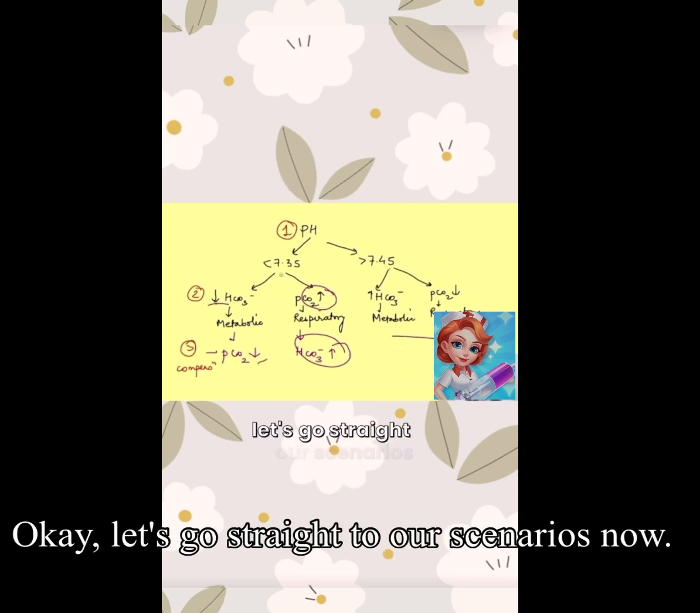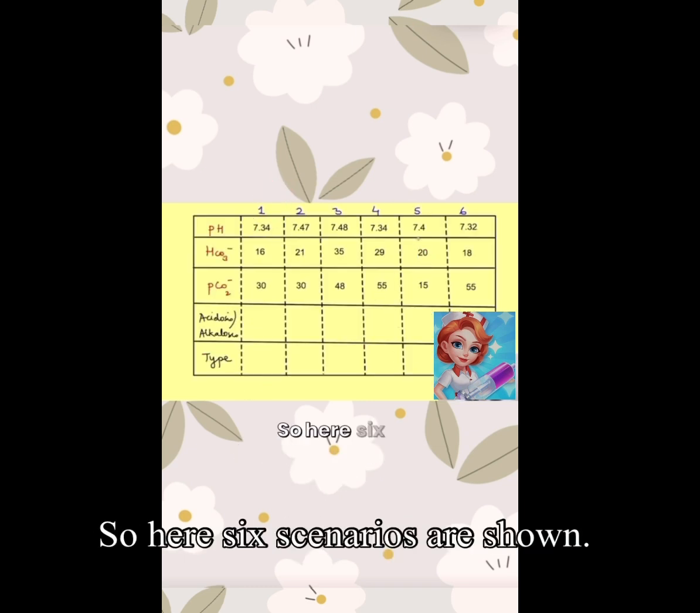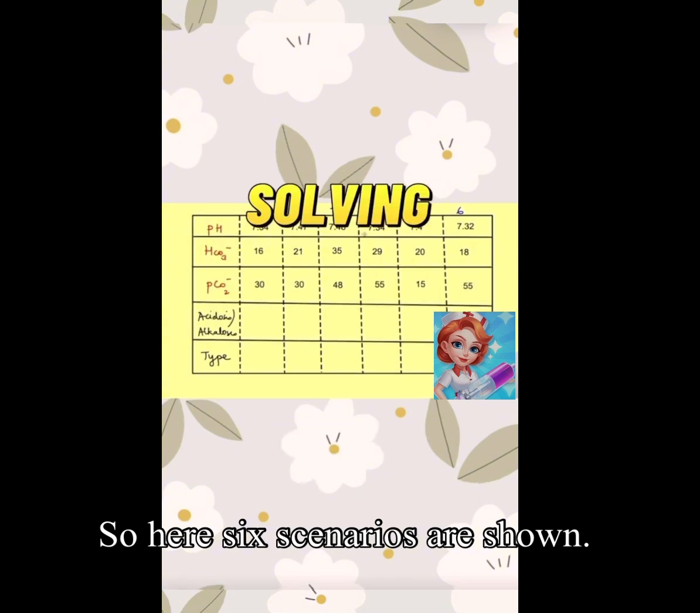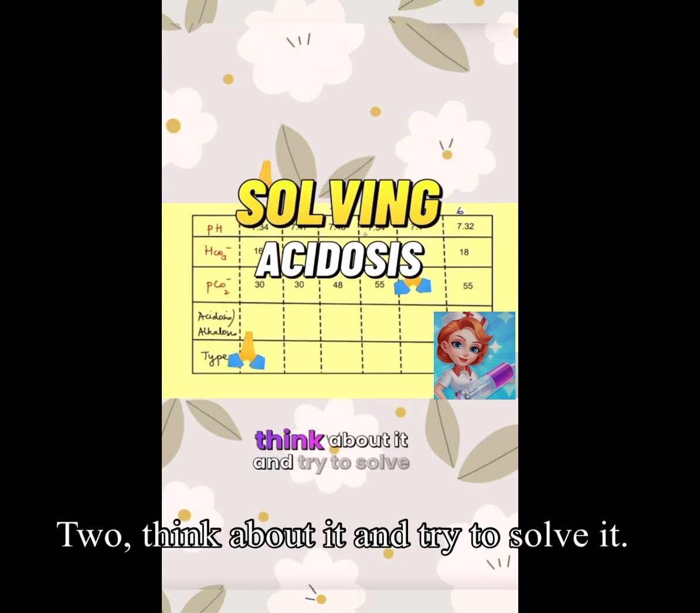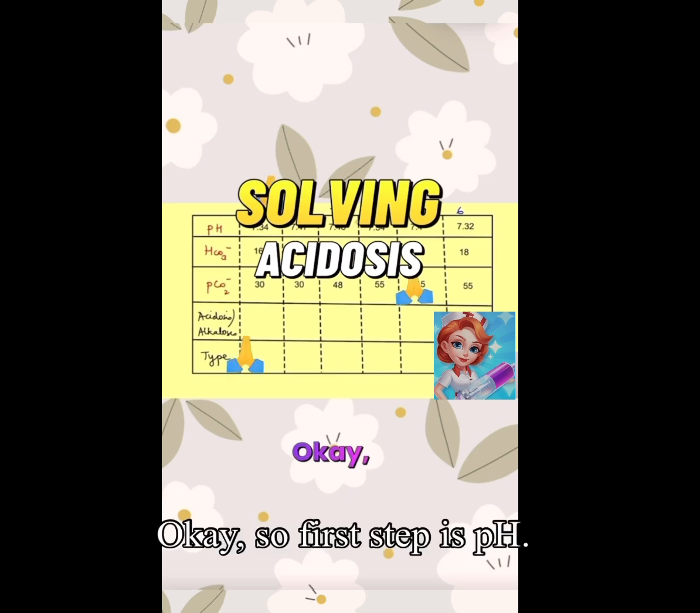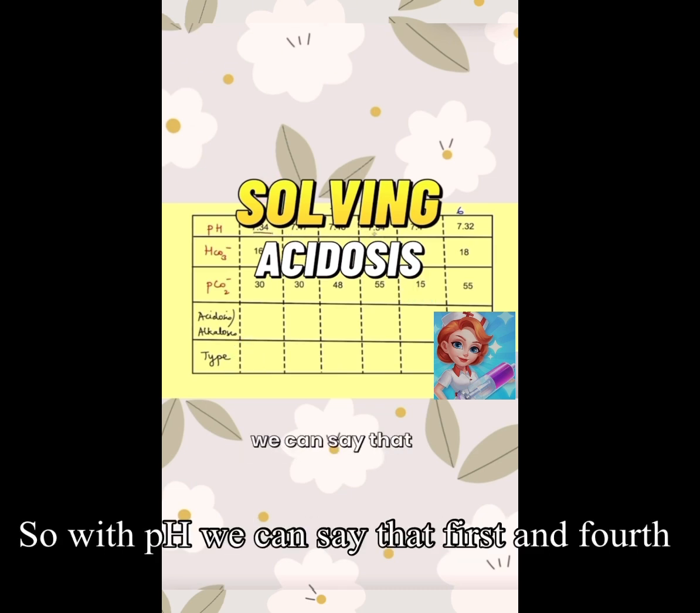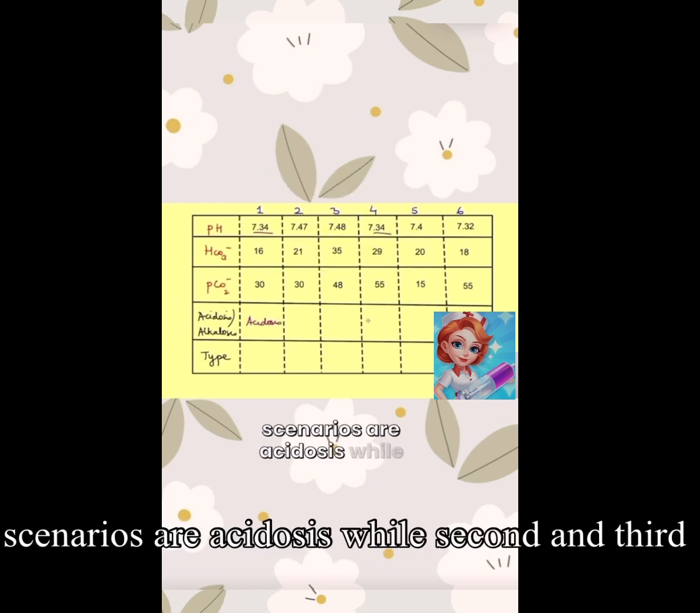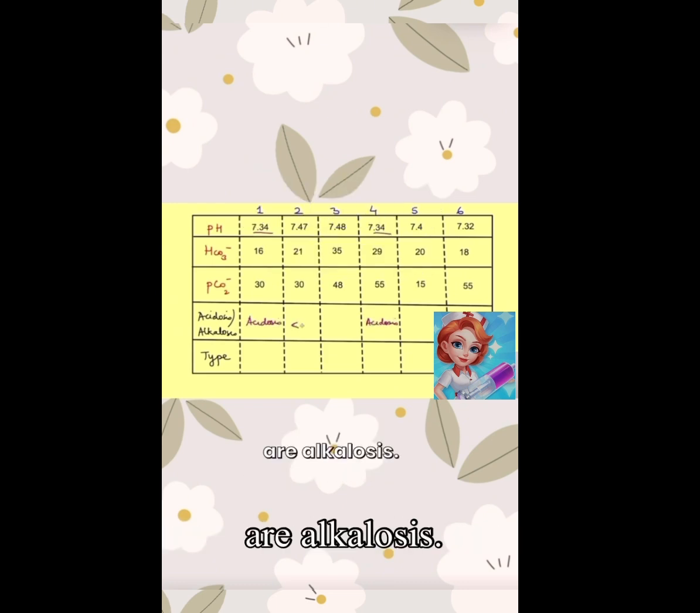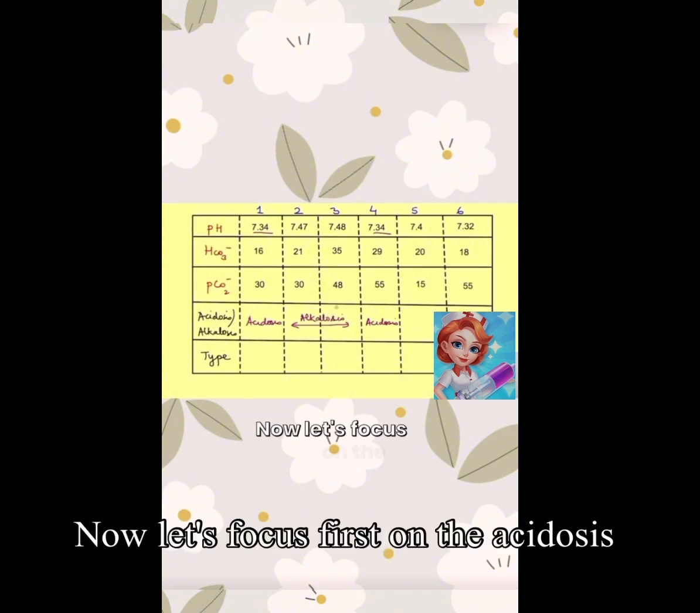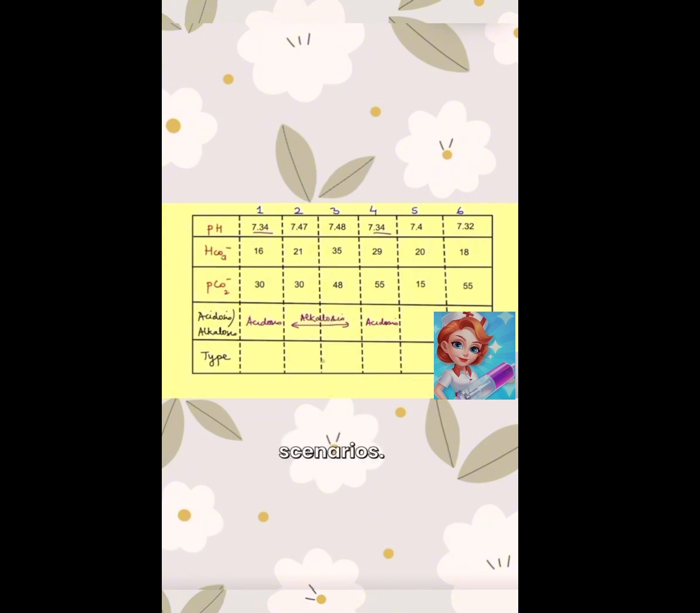Okay, let's go straight to our scenarios now. So here 6 scenarios are shown to think about it and try to solve it. Okay, so first step is pH. So with pH we can say that first and fourth scenarios are acidosis, while second and third are alkalosis. Now let's focus first on the acidosis scenarios.